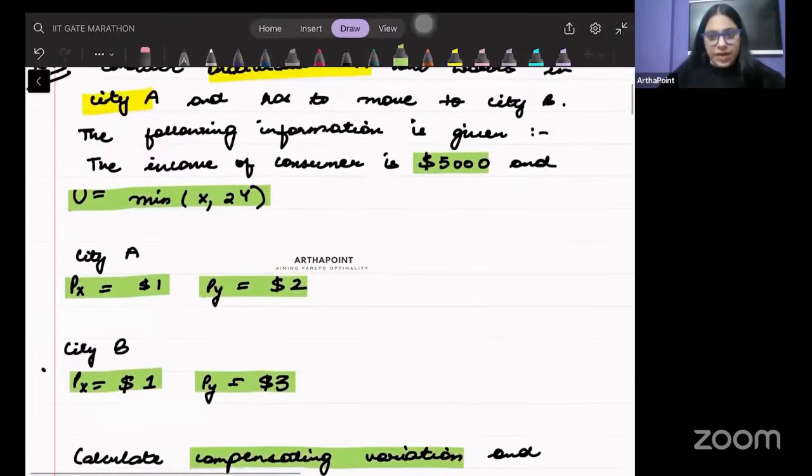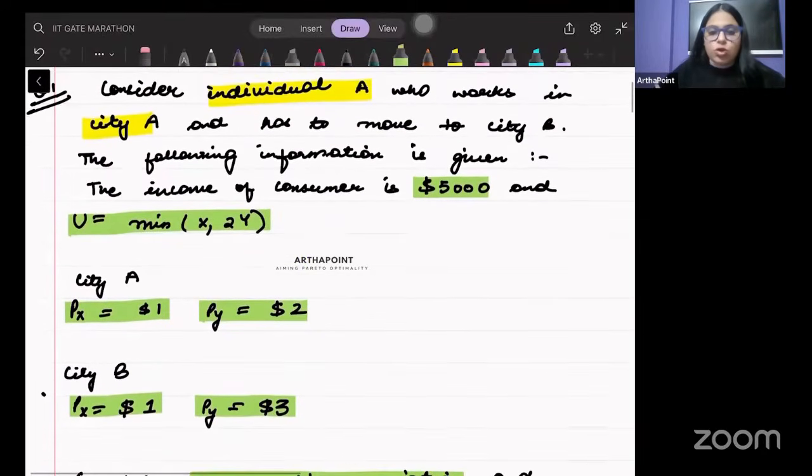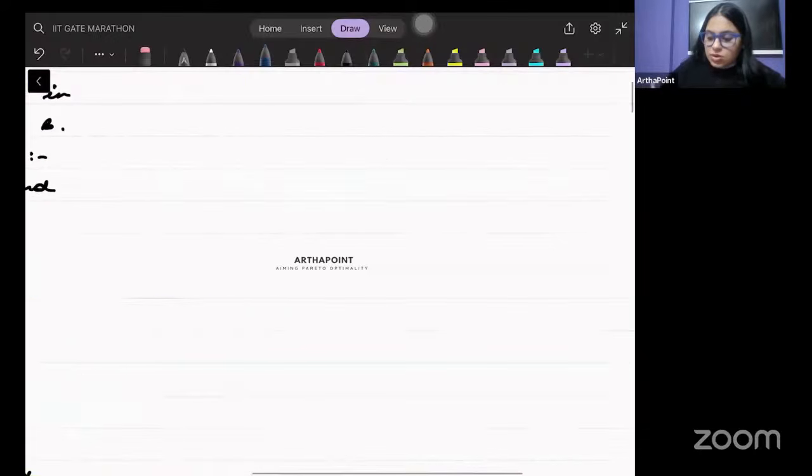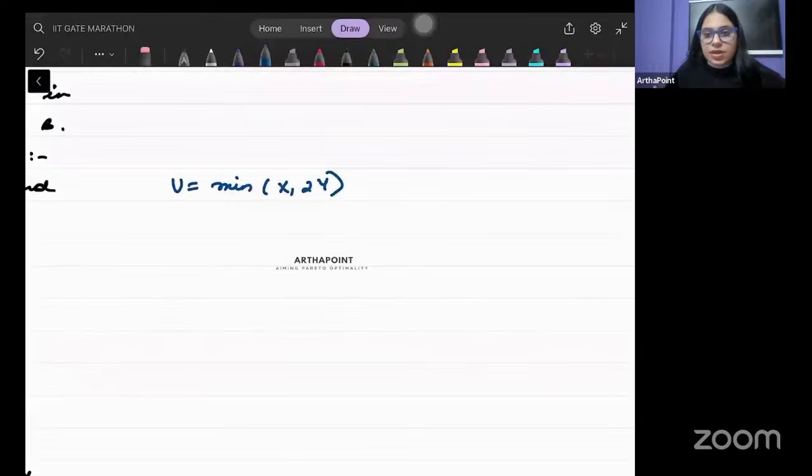So in order to find compensating variation, what you will do, you will first find the initial condition. So dekho yahan pe, if I tell you utility is given as min of X, 2Y, this is my utility function. Because this is a min function, I will have X equal to 2Y.